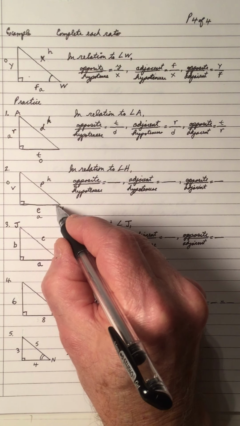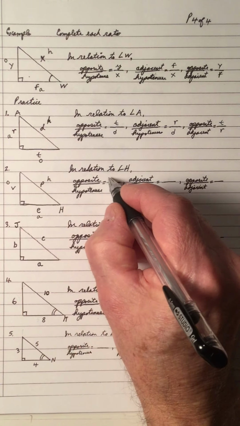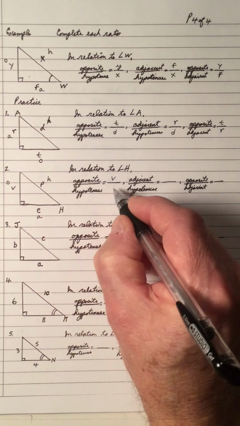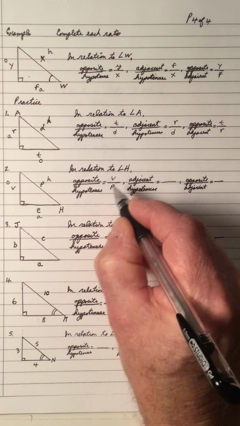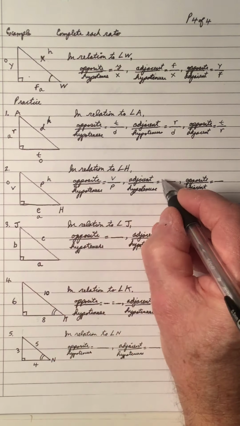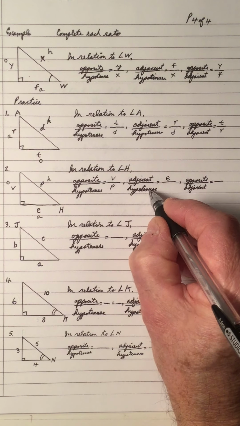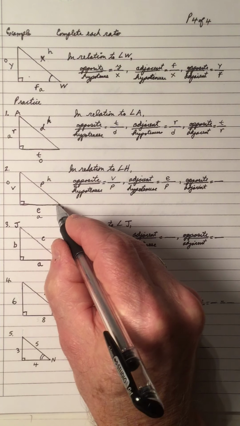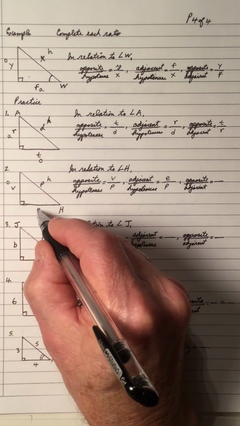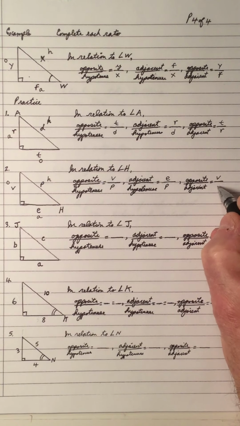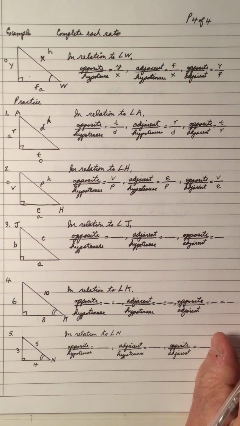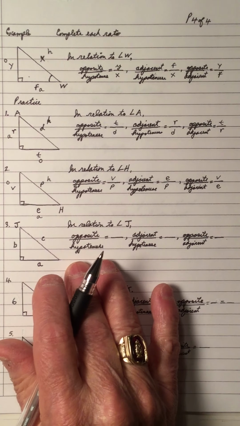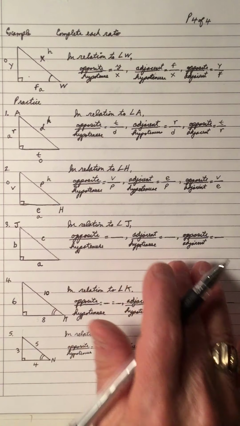So in relation to angle H, opposite side is V. Hypotenuse is P. Adjacent side is E. Hypotenuse is P. In relation to angle H, opposite is V. Adjacent is E. So it's V over E. If you're correct, work out the next one. Pause the video and play it back.